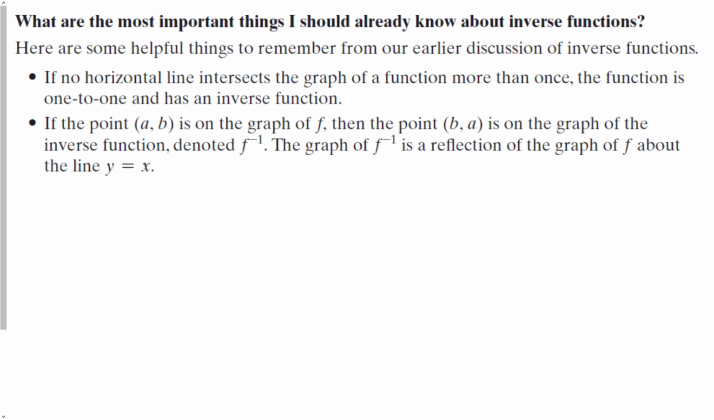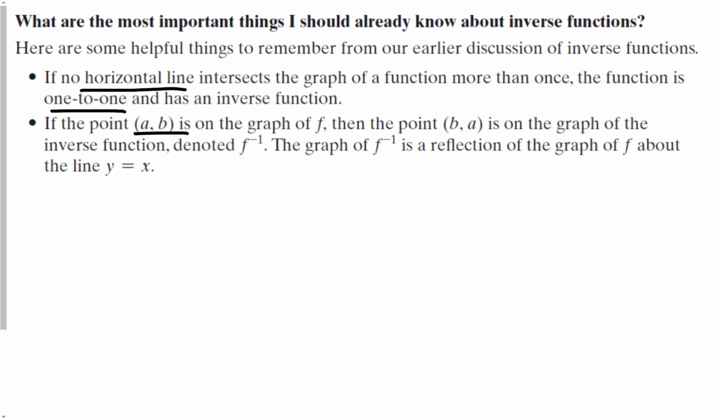What is the most important thing you should already know about inverses? From way back in chapter 1 when we studied inverse functions. If there is no horizontal line that intersects the graph of a function more than once, it's called a one-to-one function and has an inverse that is actually a function. If it doesn't have that, then it might have an inverse, but the inverse is not a function.